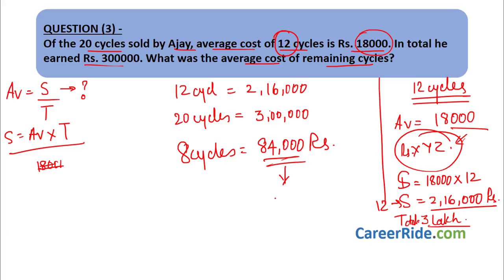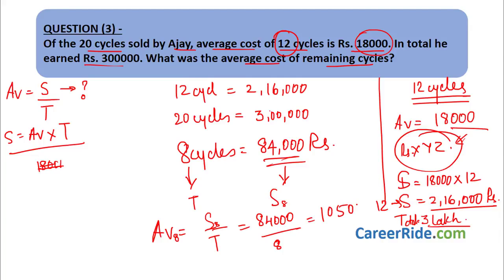So this is nothing but the sum for 8 cycles. This is nothing but the total number of cycles, right? So what is the average for the remaining cycles? That is, the average for the 8 cycles is the sum of 8 cycles upon total, that is 84,000 upon number of cycles 8, that is nothing but 8 ones are 8, 10,500 rupees is the average cost of the remaining cycles.